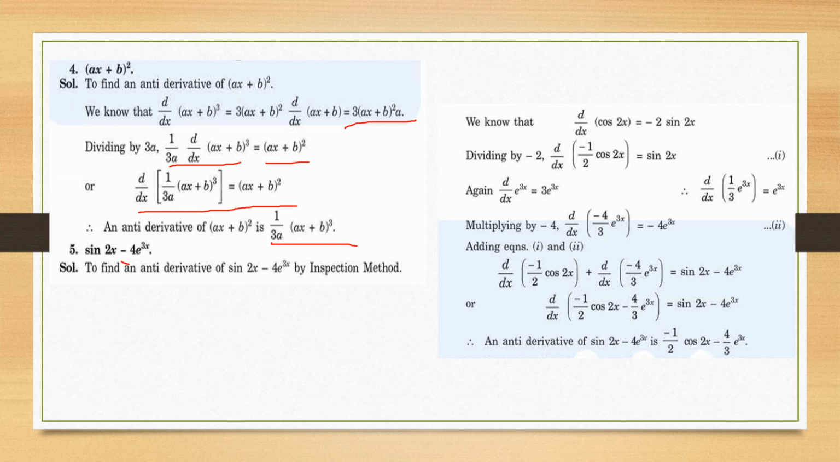So sin 2x minus 4e raised to power 3x. So directly, what will be the integral? Okay, let's discuss what will be the integral. Integral of sin 2x will be minus cos, because integral of sine is minus cos. So it is minus cos 2x divided by, what is the d/dx of 2x? It is 2. In derivative you used to multiply, in integral you will divide by it, minus 4.